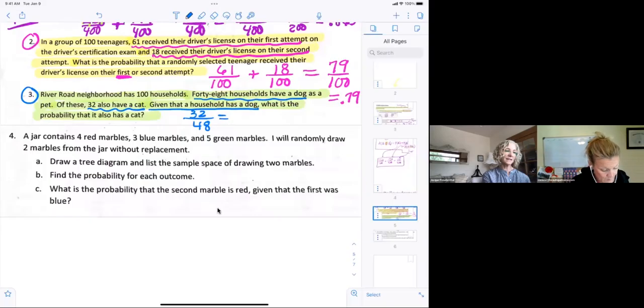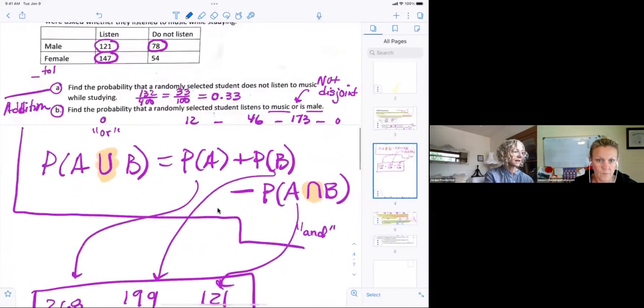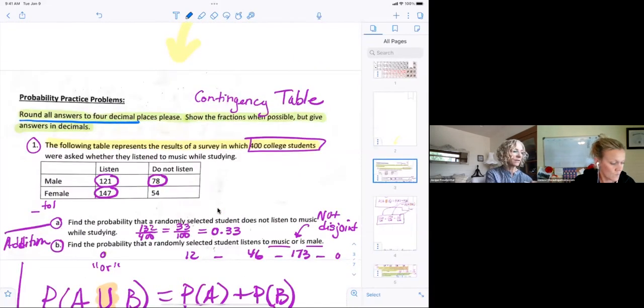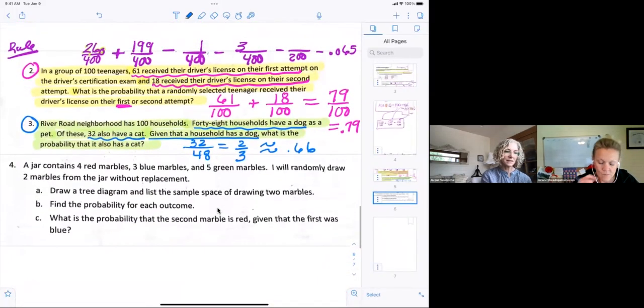32 out of 48, if I simplify that by dividing 16 into both, I get 2/3. And here's where I'm going to round, so I'm going to do approximate. I said round to 4 decimal places. So 0.6667 approximate. So there's nothing to add together, but we had to designate, given that the household has a dog, given that out of the 48, 32 also had a cat.